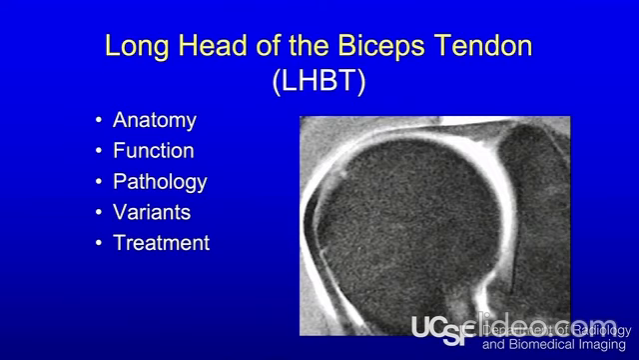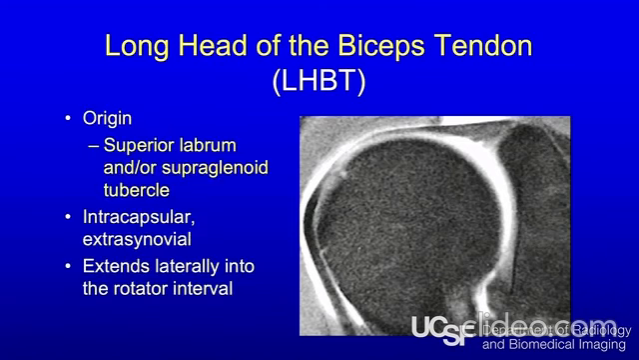And this is what we're talking about. This piece of biceps here going from the supraglenoid tubercle down and extra-articular there. So where it starts is the superior labrum and the supraglenoid tubercle. And this is an intracapsular extrasynovial structure. There's actually synovium around the biceps while it's in the shoulder joint. And then you can see how it extends laterally through what we call the rotator interval between the supraspinatus and subscapularis muscles and tendons, and then goes in the groove extra-articularly.